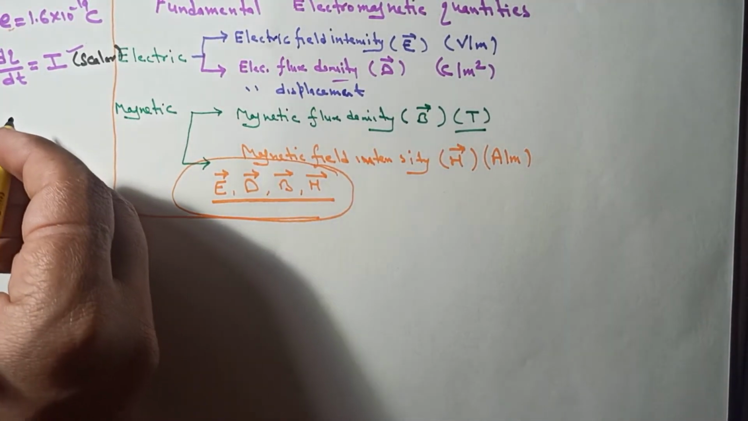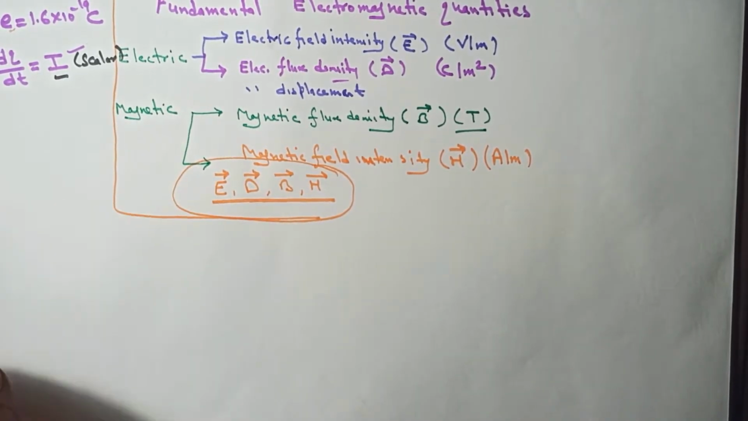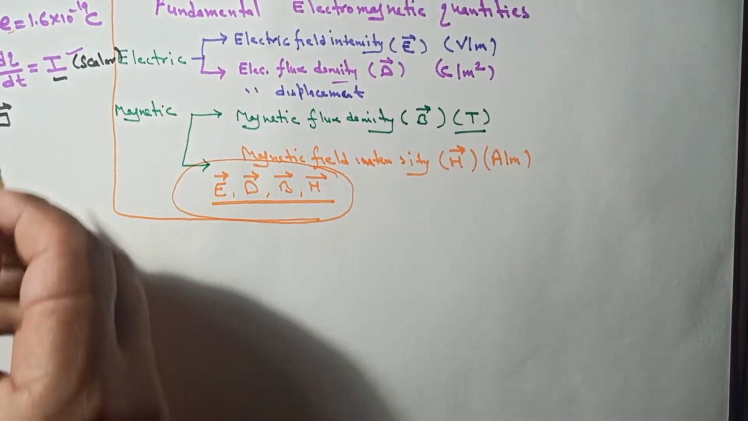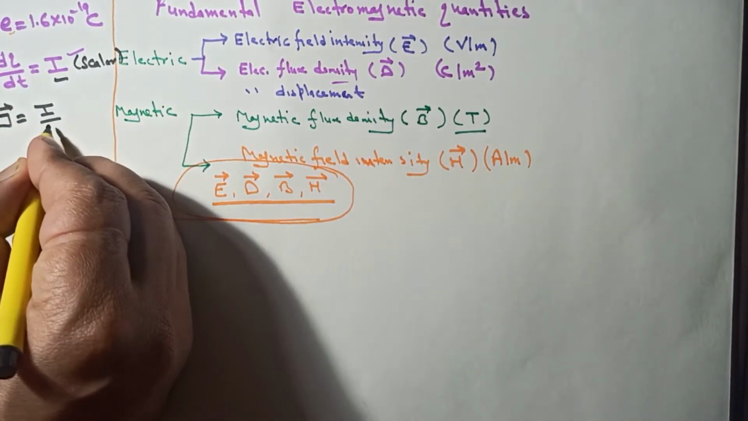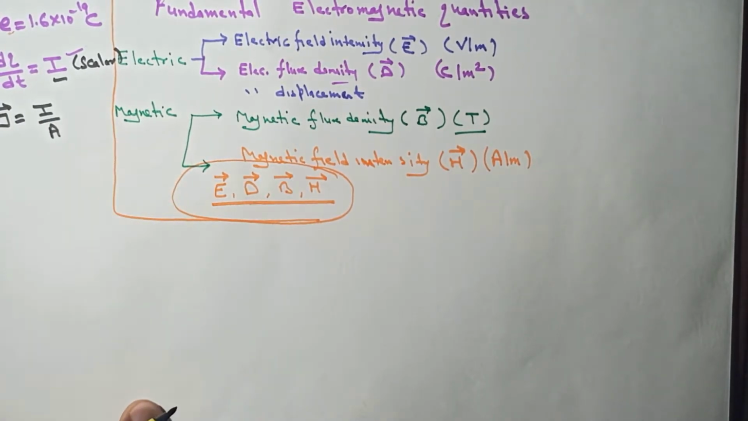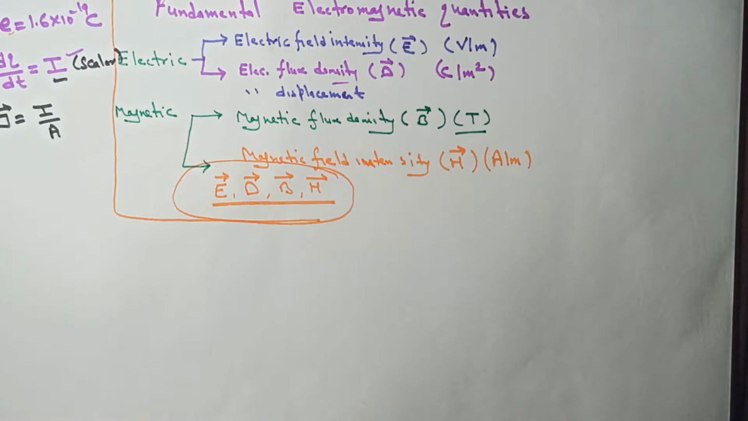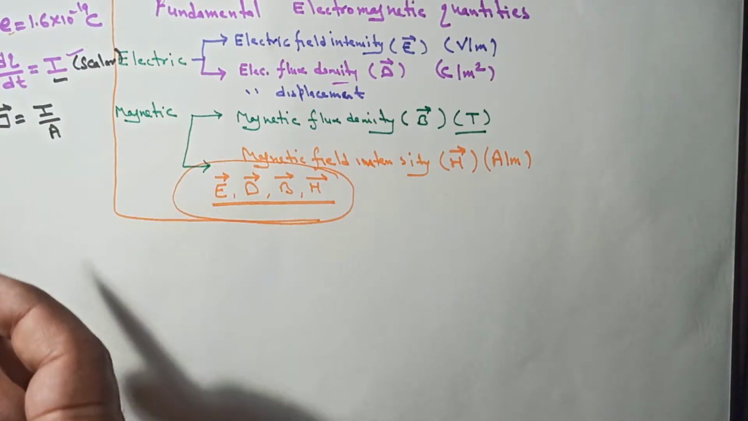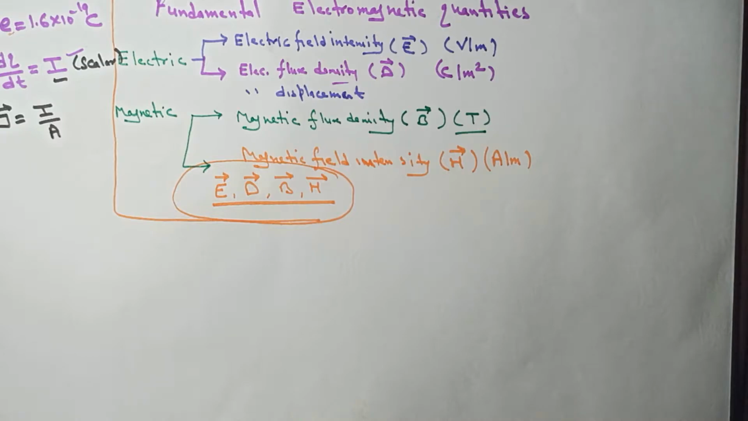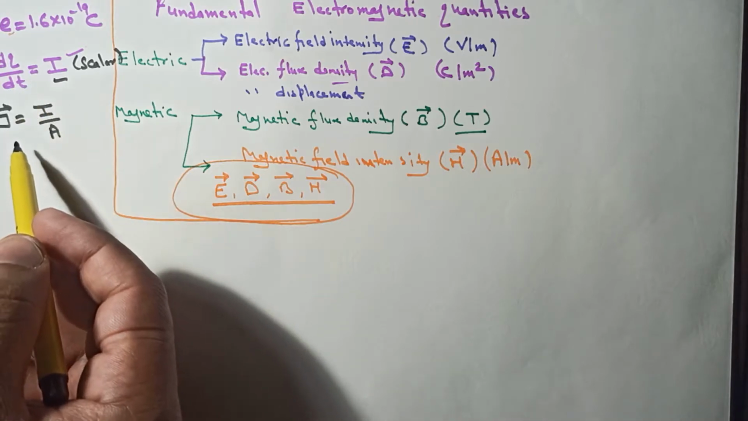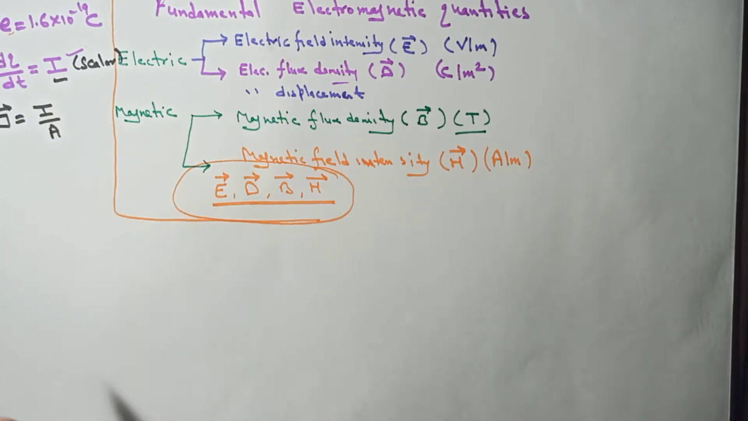So in electromagnetics, instead of I, we use J. J is the current density, and J is equal to I upon A, current per unit area. This J is a vector quantity. This J is basically called the current density, which is used in electromagnetics. So instead of I, we will use J. And we also have a relation between these two.